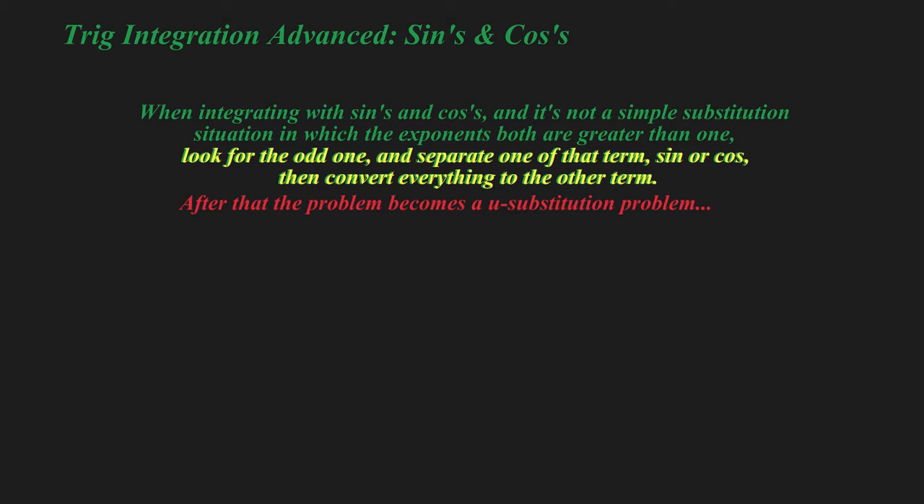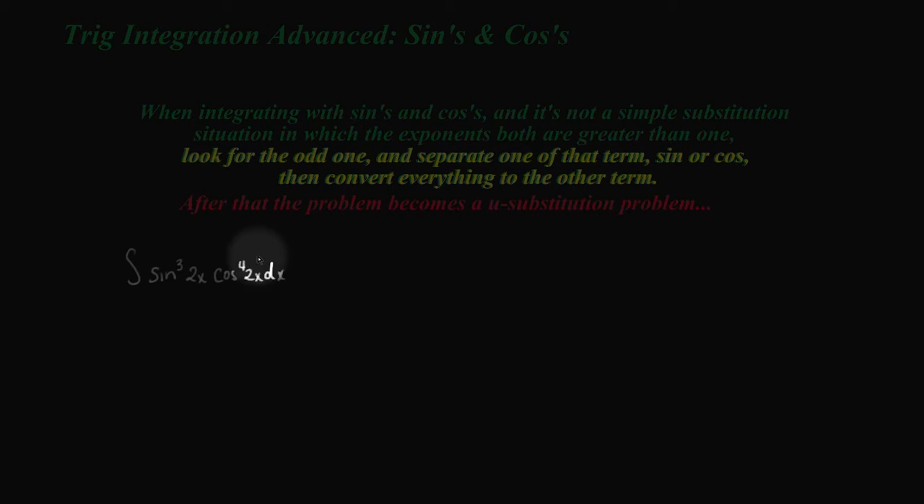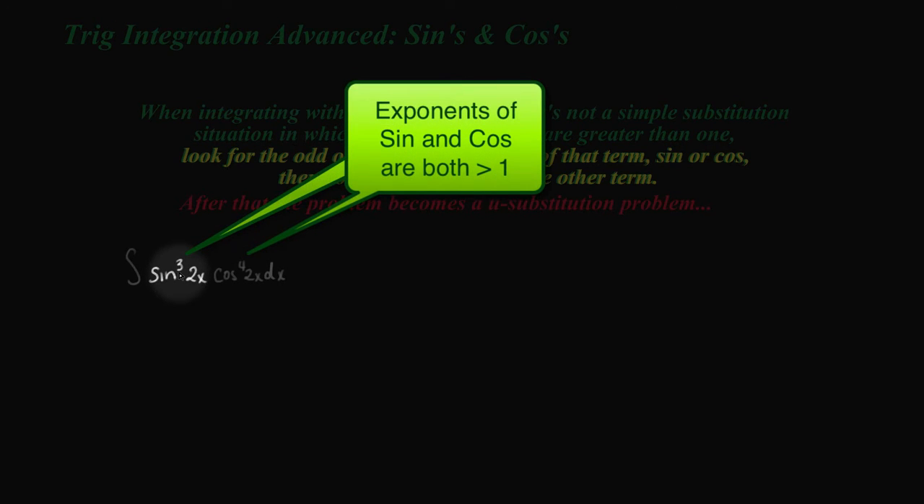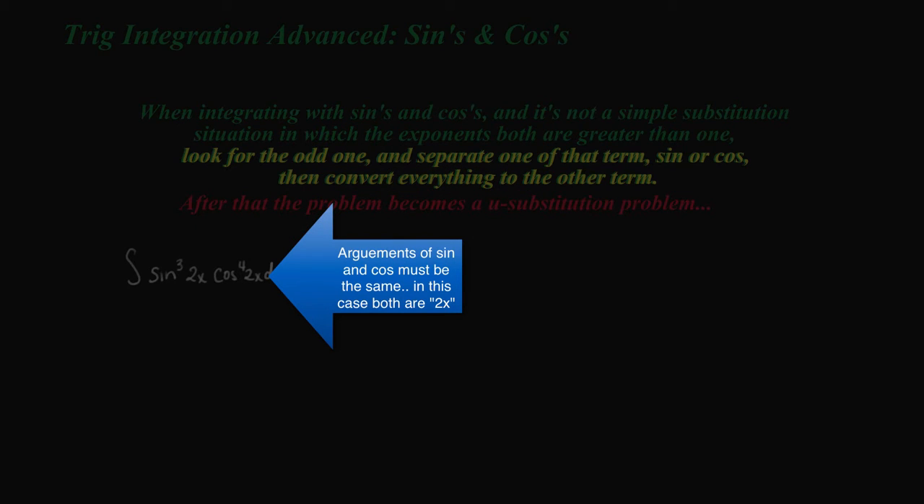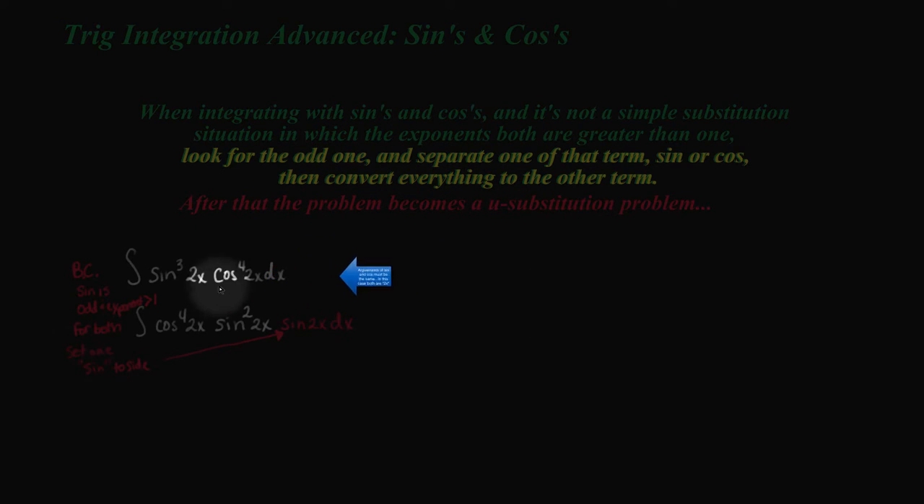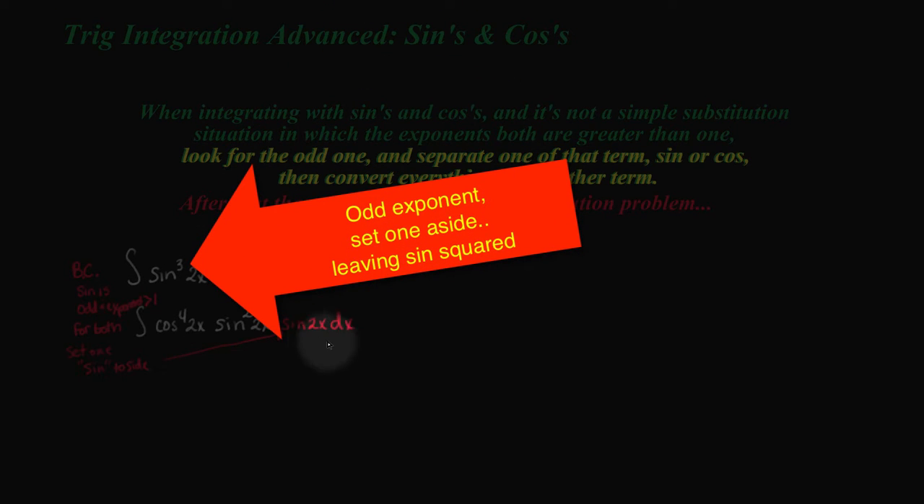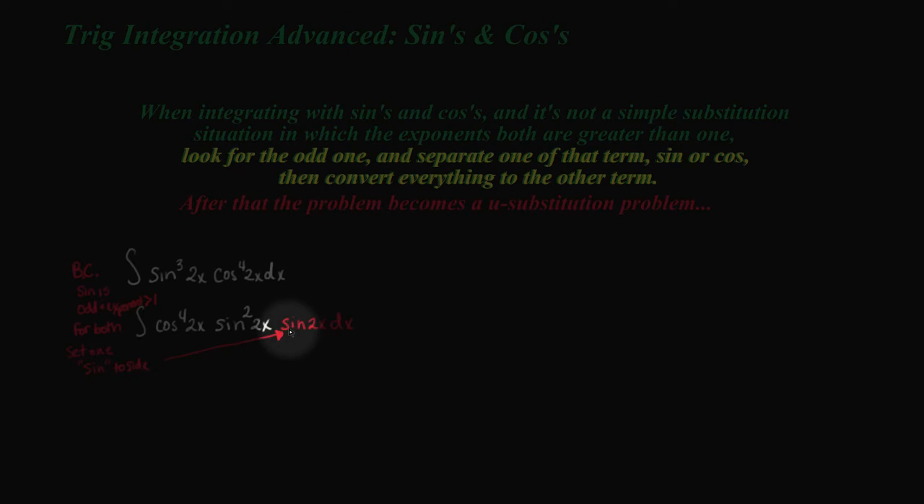All right, so I've done a couple examples. It's very unorthodox for me to do examples on a concept video, but just to illustrate what I'm talking about, here you see that the powers are both greater than 1, right? So what you're going to do is you're going to look for the odd one and separate it out, because sine is cubed, greater than 1. We set one of the sines aside. So if we set one sine aside, what's left over? A sine squared 2x.